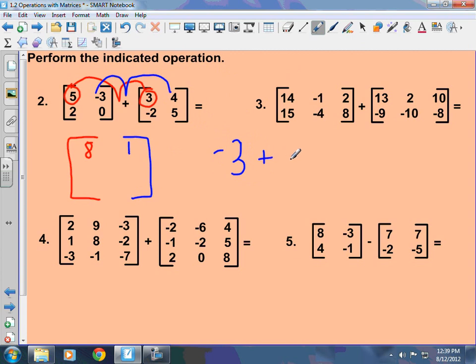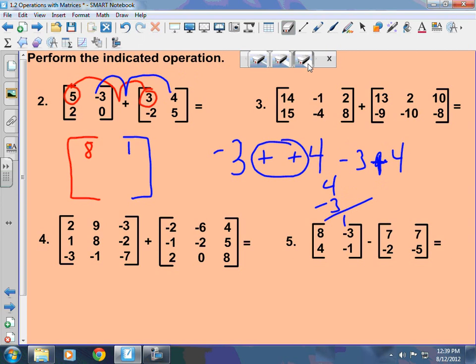Negative 3 plus, this 4 is positive because to the left we don't see a sign, plus 4 gives us 1. Remember, you can't have double signs. 2 pluses make a positive. Negative 3 plus 4, the signs of the two numbers are different, so we subtract. 4 minus 3 is 1. Always keep the sign of the larger number. That's how we got our 1.